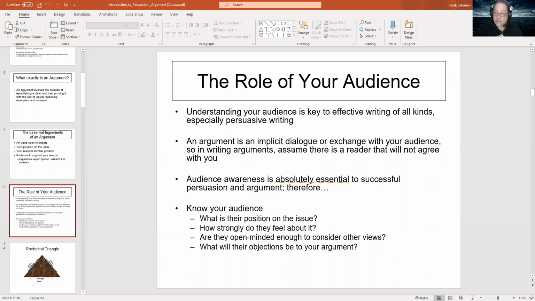And yes, be attentive to the possibility that your reader will not agree with you. Anticipate that I'm going to be skeptical. Oh, really? That's what you think? Prove it. Show me. Don't just tell me. Show me. I need evidence. That's essential. Audience awareness and persuasion are linked.